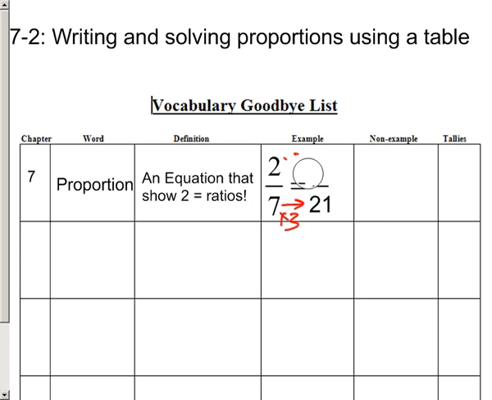Now what you'll see later is we will do 2 over 7 equals x over 21. Again, we'll say times 3, and we will say x equals 6. So just so you know, instead of that blank, we'll be putting an x in there.